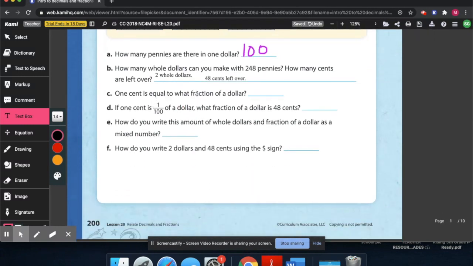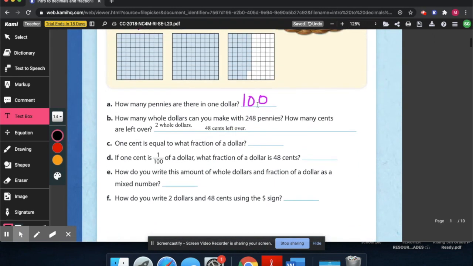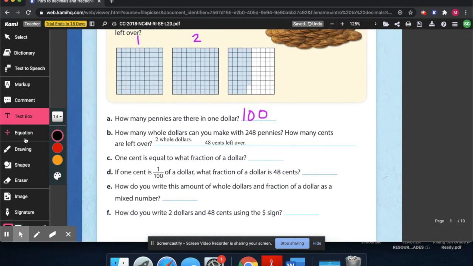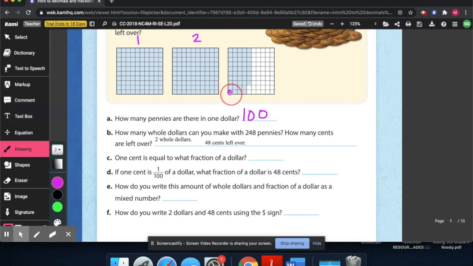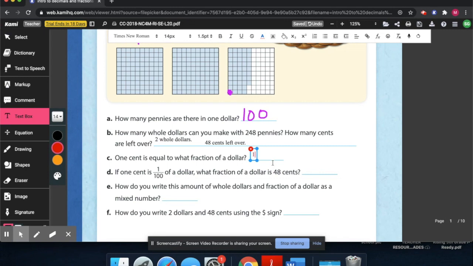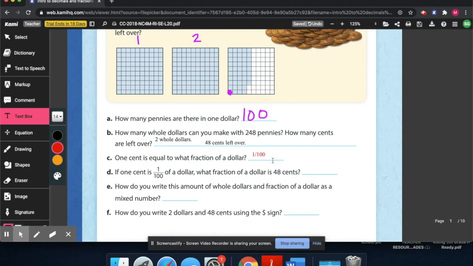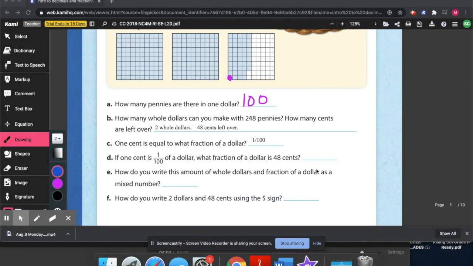C, 1 cent is equivalent to what fraction of a dollar? Okay, we're going to go back and look at just one of these squares. This is 1 out of 100 tiny little squares. So my answer is going to be 1 over 100, or you can look at it as 1/100ths. Now that we know what the fraction looks like for 1 cent within a dollar, we're going to look at D and see if we can answer this question.